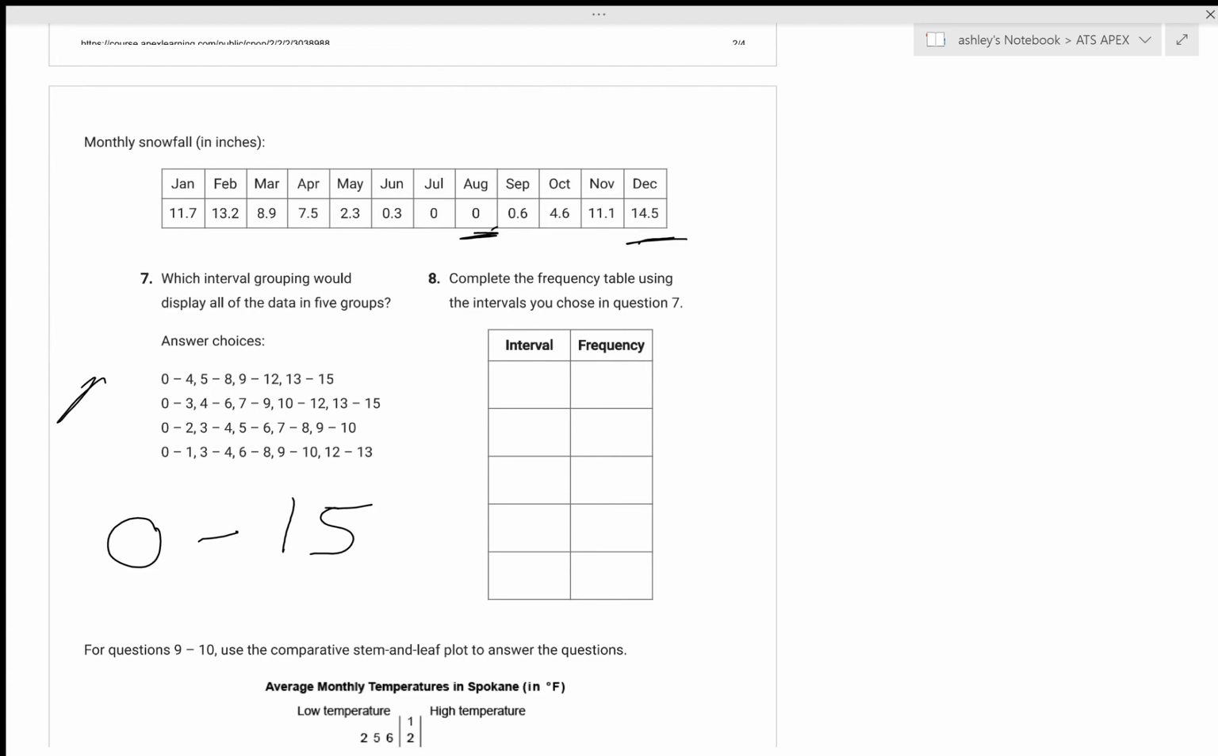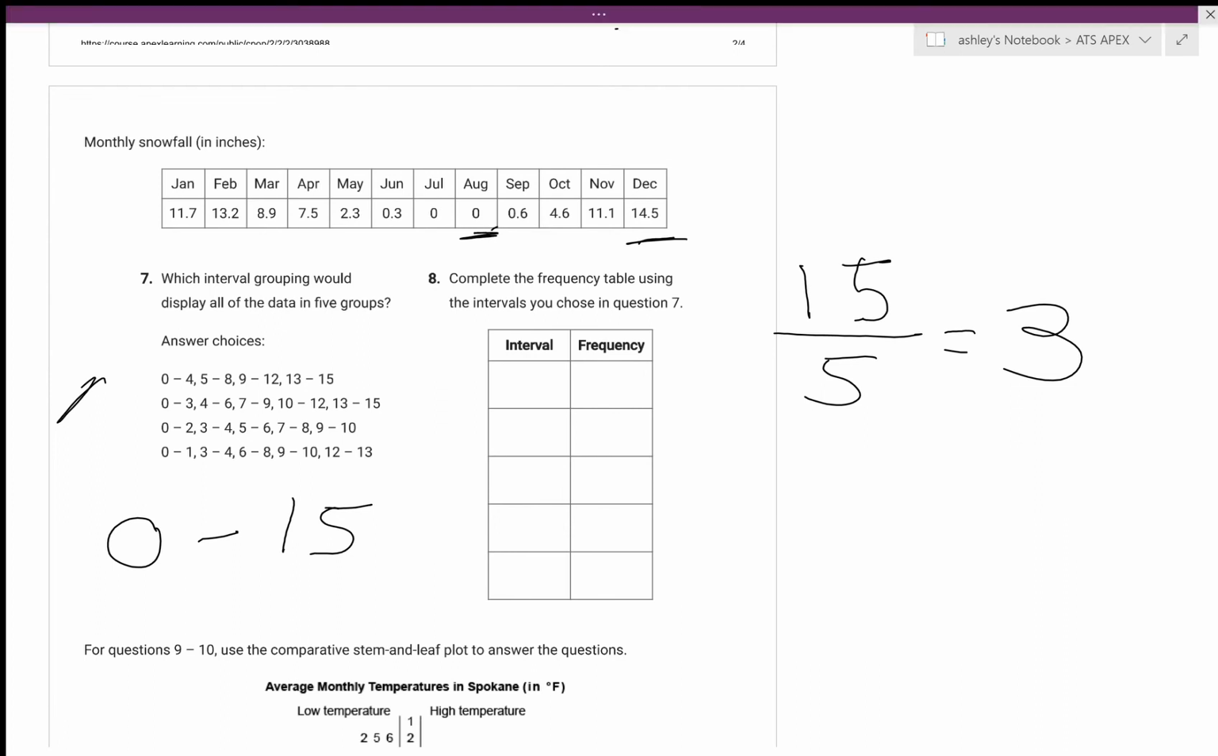So when I make an interval group, I need those spots to be even. And I want to have 5 groups of data, which means I would take my 15 and divide it by 5. 15 divided by 5 means I'm getting three per group.